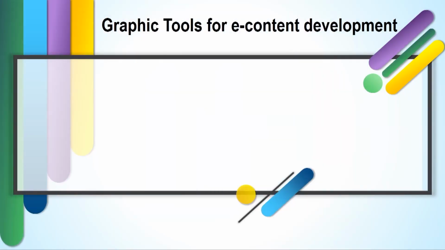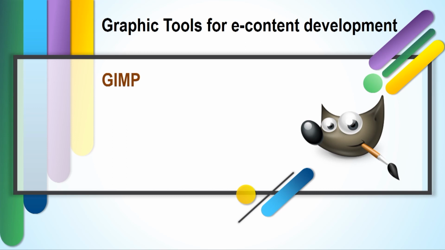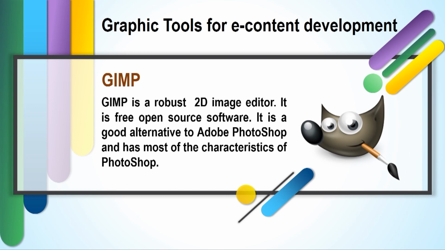Next software is your GIMP. It is an open source software. It is the strongest alternative to Photoshop software. GIMP is basically used for 2D image editing, right?